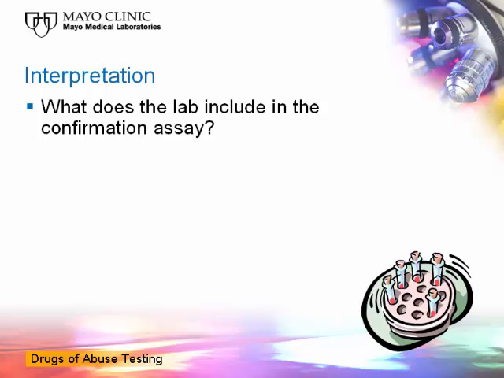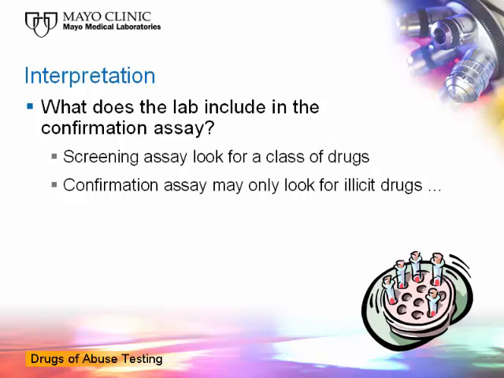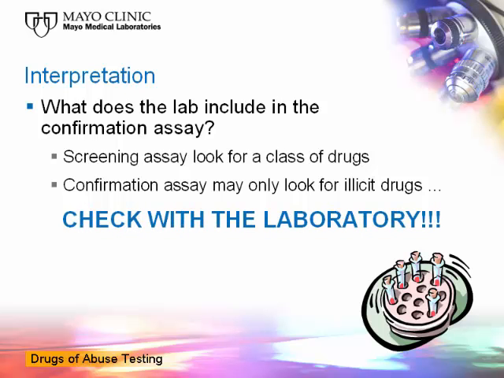So the next question then becomes, well, what do we actually include in the confirmation assay? Screening assays frequently look for a class of drugs, say, for example, benzodiazepines. But the confirmation assay doesn't necessarily include all of the drugs and frequently only looks for illicit drugs. The best way to find out what the lab includes in their confirmation assay is give us a call.